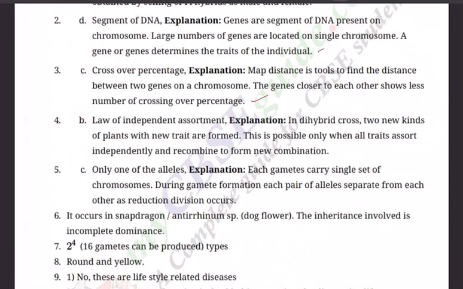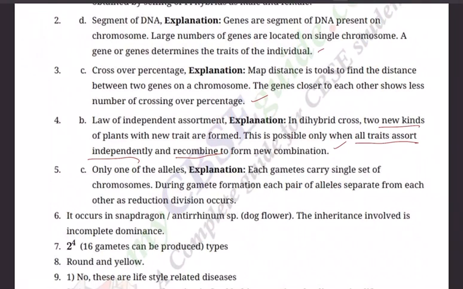Question 4, B, law of independent assortment. In a dihybrid cross, two new kinds of plants with new traits are formed. New kinds are possible only when all traits assort independently. That's why the law of independent assortment. And they recombine, it's not combine, recombine to form new combinations. Hence, the answer should be B.